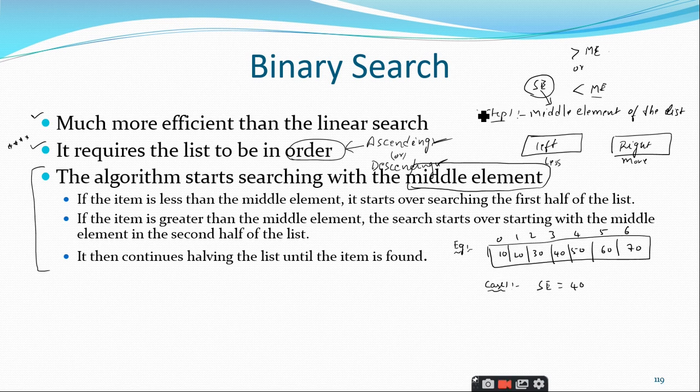So as a first step in the binary search, you have to find the middle element of the given list. So how do you calculate the middle element? You take the first index, you take the last index, and you average it. So 0 plus 6 by 2, that is equal to 3. So whatever element is present at this index 3, that is considered to be the middle element. So this becomes the middle element.